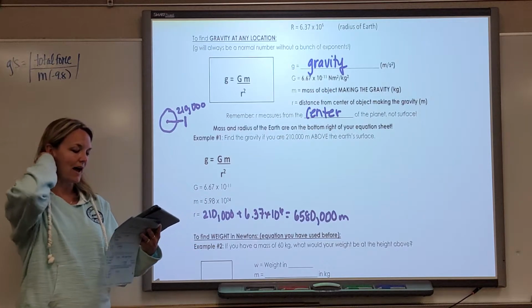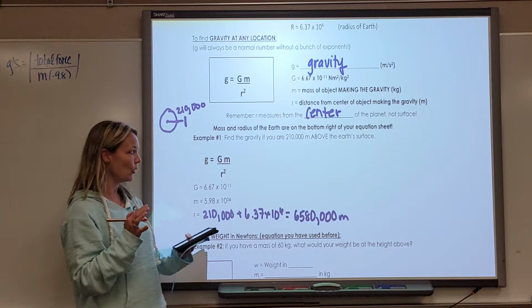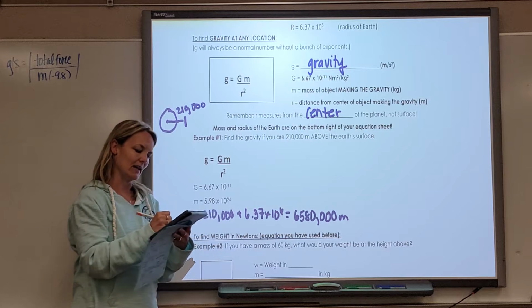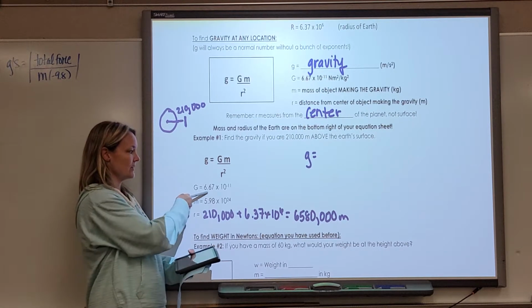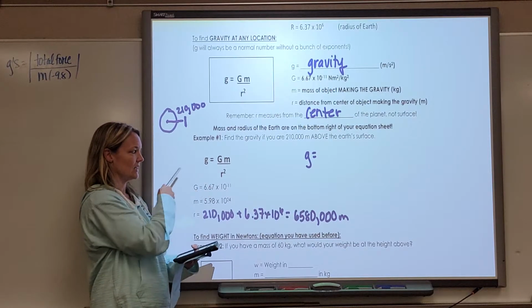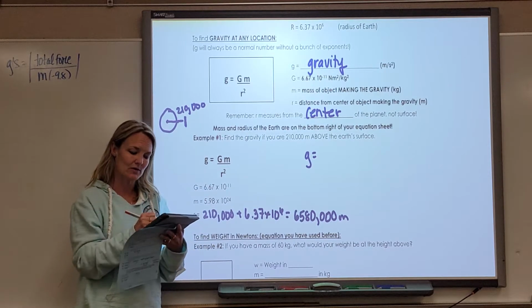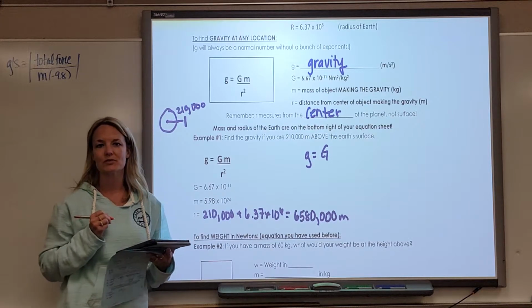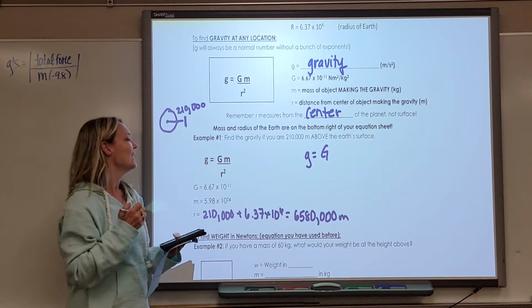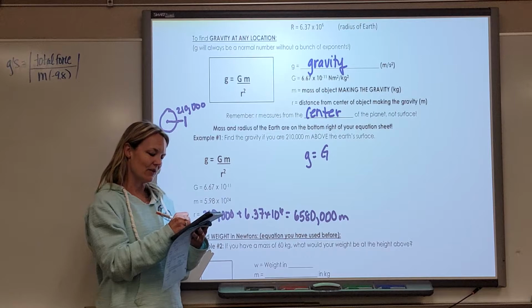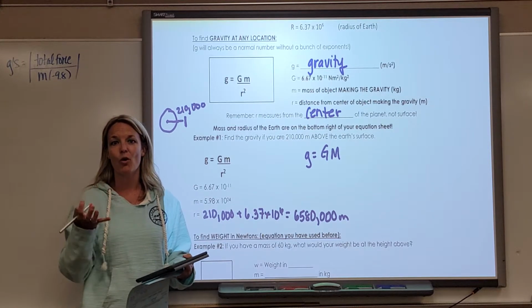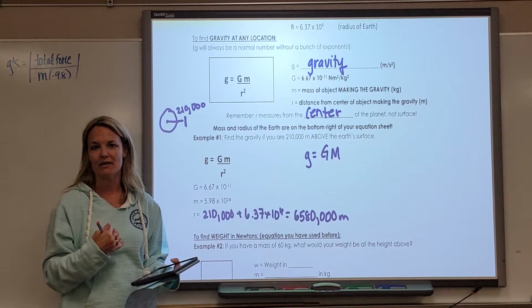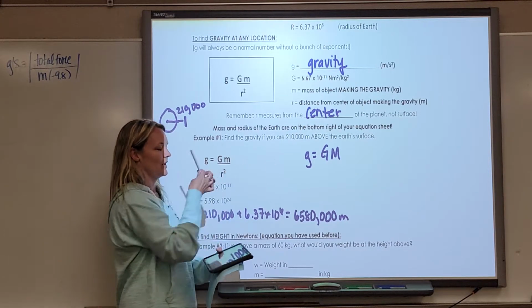All right, that is now my R. Okay, in order to calculate it, I want to solve for G. You can write in the number 6.67 times 10 to the negative 11, or now that you have it stored in your calculator, you can just write a G there as well. The mass of the Earth, you can write in 5.98 times 10 to the 24th, or because you have it stored in your calculator as M, you can just put an M.